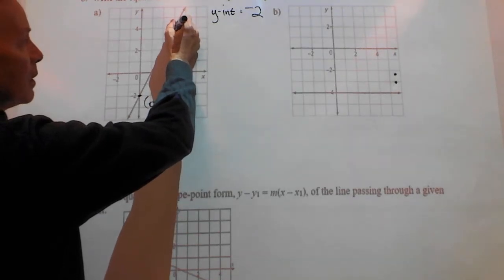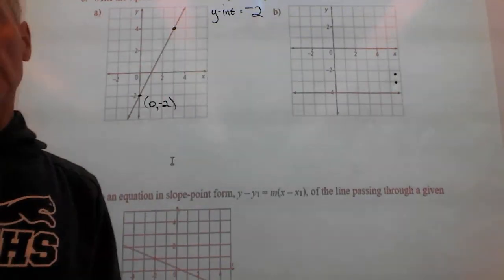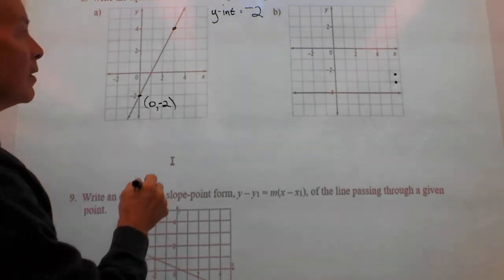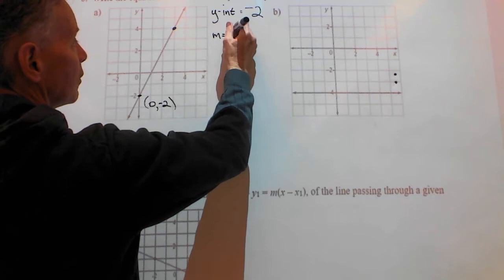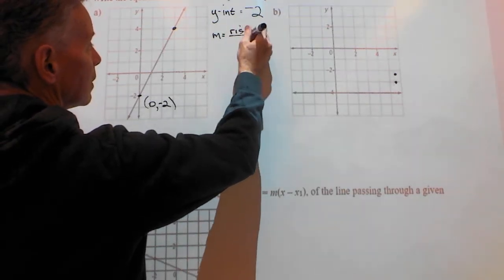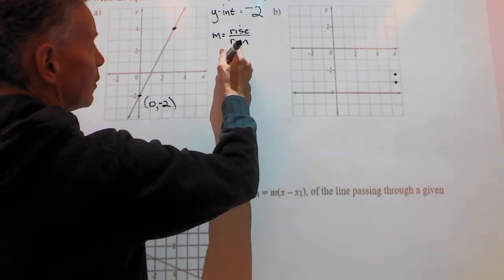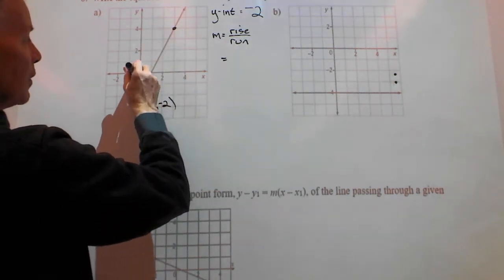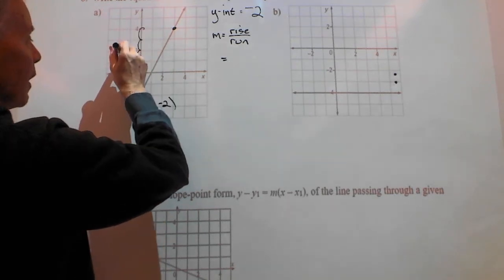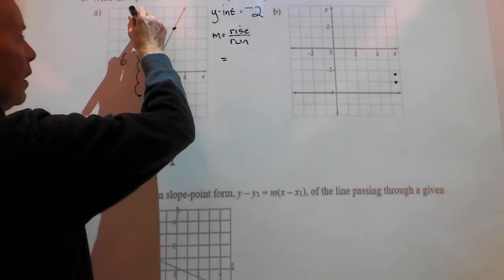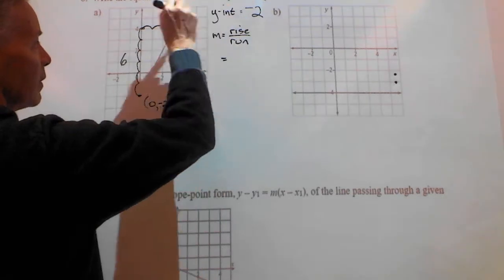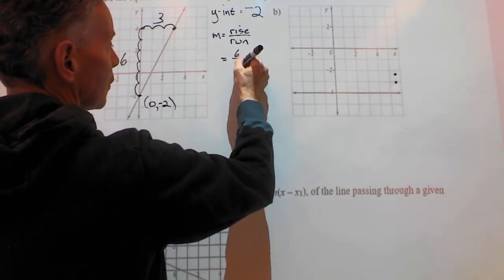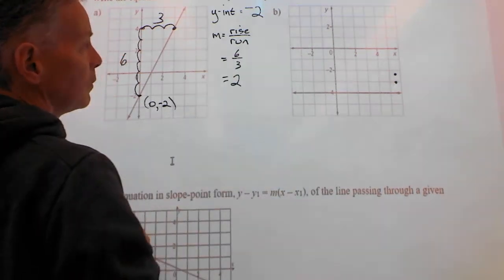Here's another one. So we can just do the whole rise over run thing to find the slope, okay? So slope equals rise over run, equals, to get from this point to this point, we have to go 1, 2, 3, 4, 5, 6 up, so that's a positive 6. 1, 2, 3 to the right, so that's a positive 3. So that gives us a slope of 6 over 3, or 2.